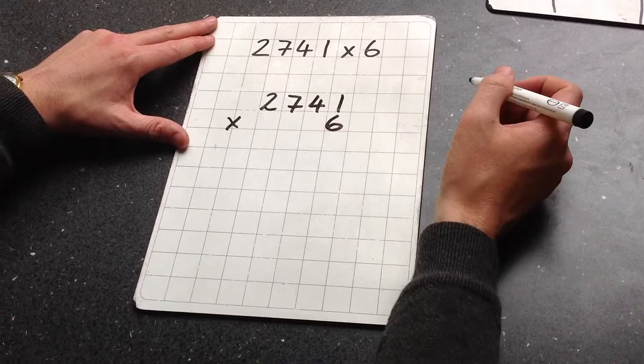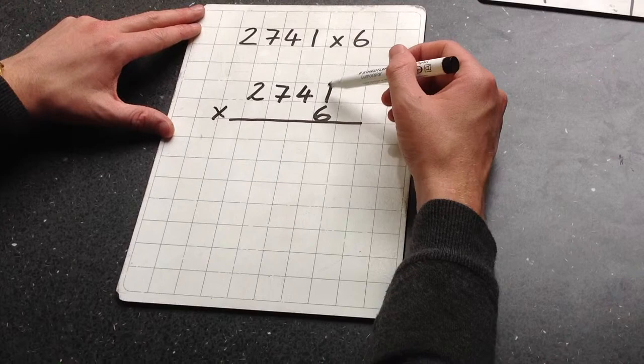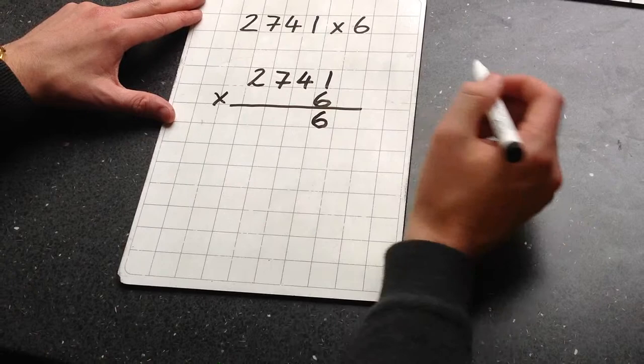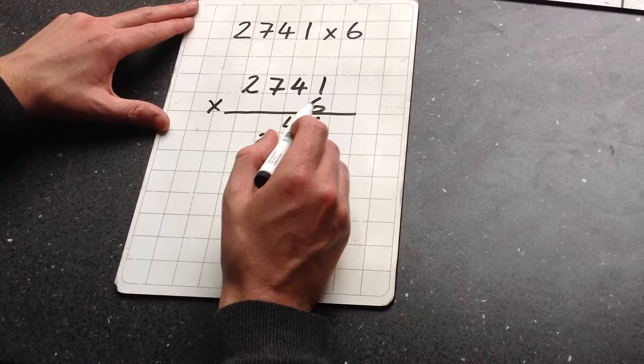Once I've done that, I'm going to multiply these digits and these values by 6. I'm going to start with the ones. So 6 multiplied by 1 is 6. 6 times 4 is 24. So I'm going to regroup those tens into a hundreds.